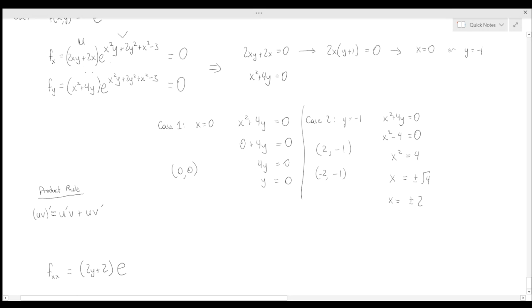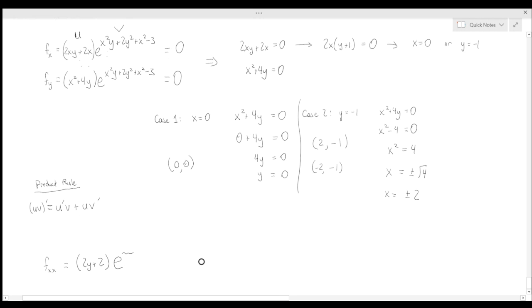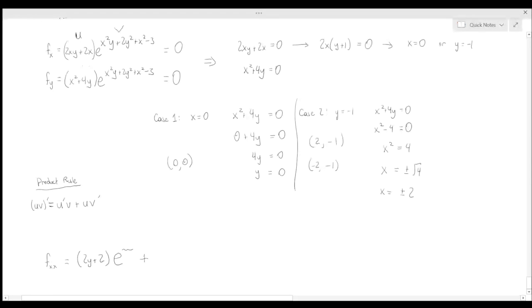And just to save a little bit of time, I don't want to have to write all of this out. So I'm just going to start doing a squiggle, okay? But you should understand every time I write the squiggle, it's just supposed to be whatever is in the exponent, okay? All right, so that's my u prime times my v. And then next is going to be plus u. Okay, so u was the 2xy plus 2x.